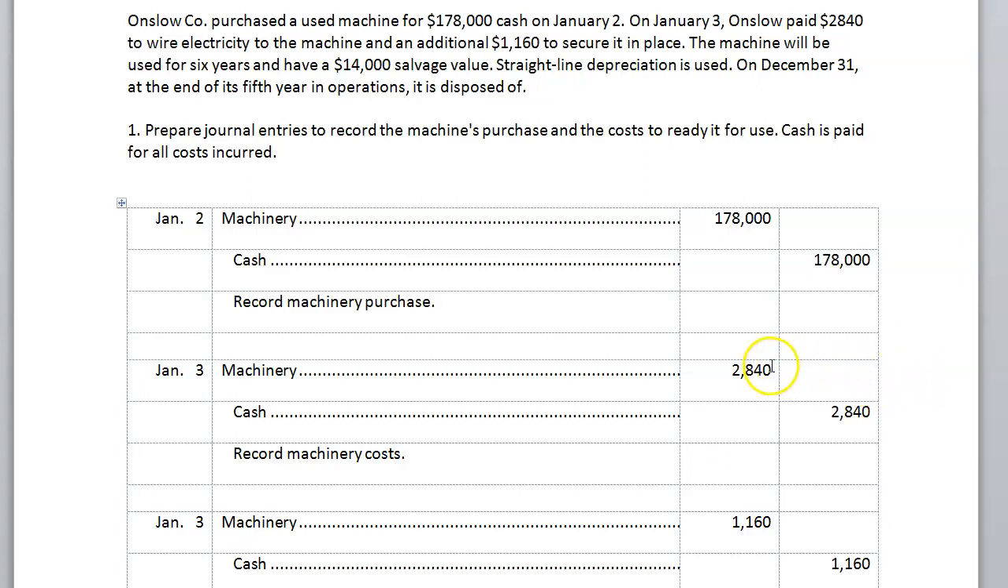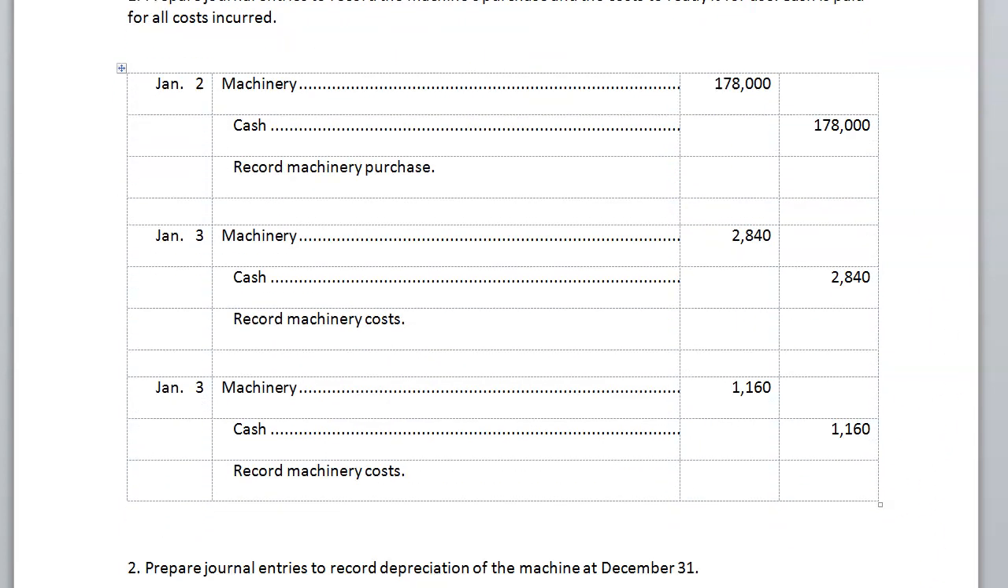They're going to be added to the cost of the machinery. So we have debit machinery, $28.40, and credit cash for the electricity. And then also on the 3rd, we're going to debit machinery for $11.60 and credit cash to secure it into place. So at this point, our asset has a total cost of $182,000. We can get that from just adding these three together.